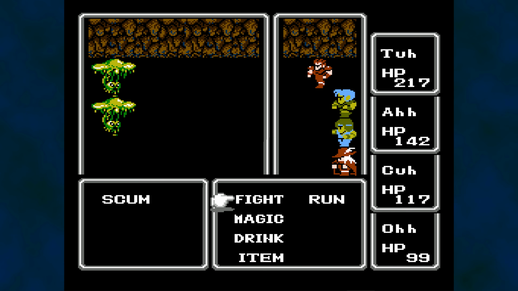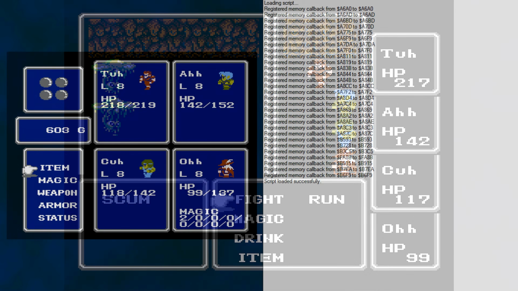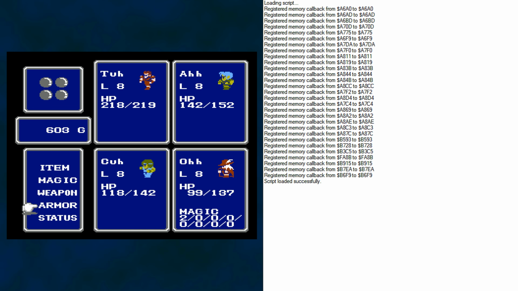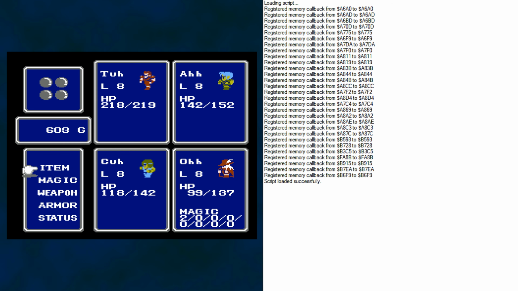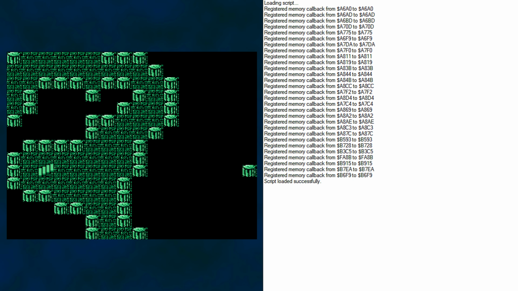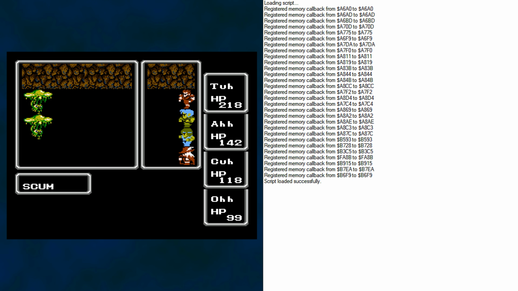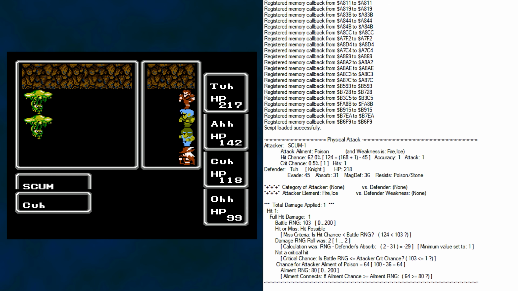So here we are facing a couple of scum. These enemies can attack with poison and are weak to fire and ice. The Aegis shield provides resistance to poison, and so I equipped each of my party members with one, once again thanks to a little relaxing of gear requirements, and so we should be able to minimize poison, right? The scum surprised us with this battle, so they went first.